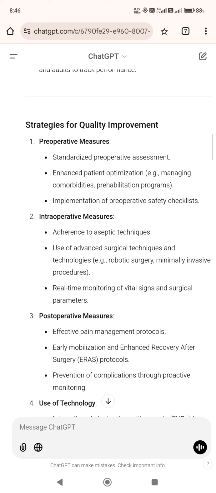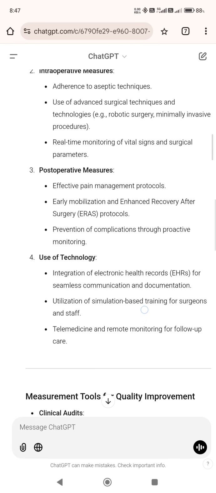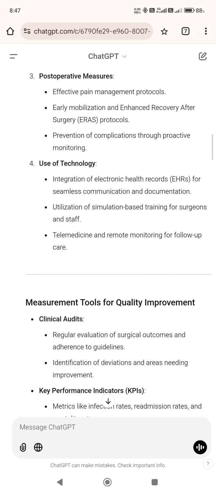3. Postoperative measures, effective pain management protocols, early mobilization and enhanced recovery after surgery, ERAS protocols, prevention of complications through proactive monitoring. 4. Use of technology, integration of electronic health records, EHRs, for seamless communication and documentation, utilization of simulation-based training for surgeons and staff, telemedicine and remote monitoring for follow-up care.